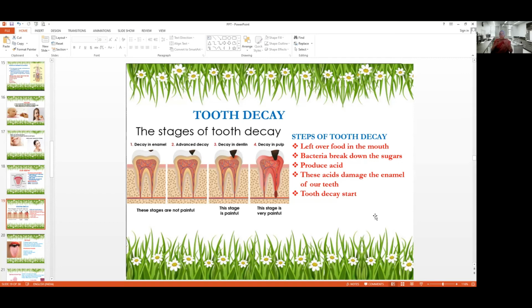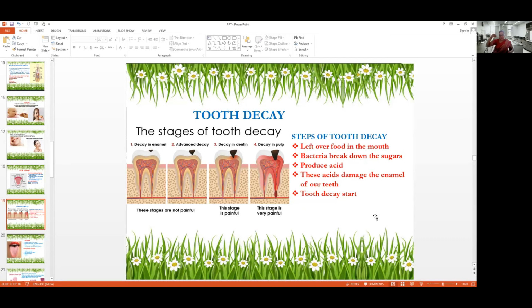That creates the way for the growth of bacteria. With leftover food in the mouth, bacteria break down the sugars and produce acid, and these acids damage the enamel of our teeth. Enamel is the outer part of the teeth, and it is the hardest substance in our human body. Therefore, tooth decay will start.